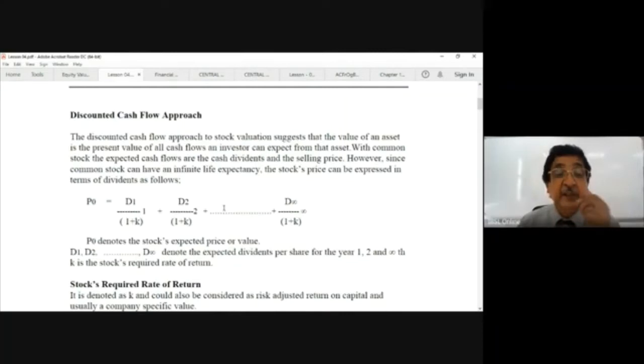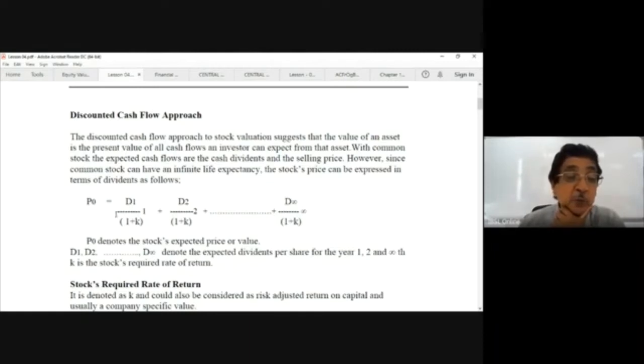At the end of the third year the dividend cash flow is D3. Likewise we have taken the dividend cash flows, and we have taken it as an infinite number of years. So since the stock is taken as a perpetual stock, the last dividend is taken as D infinity, the year of infinity.